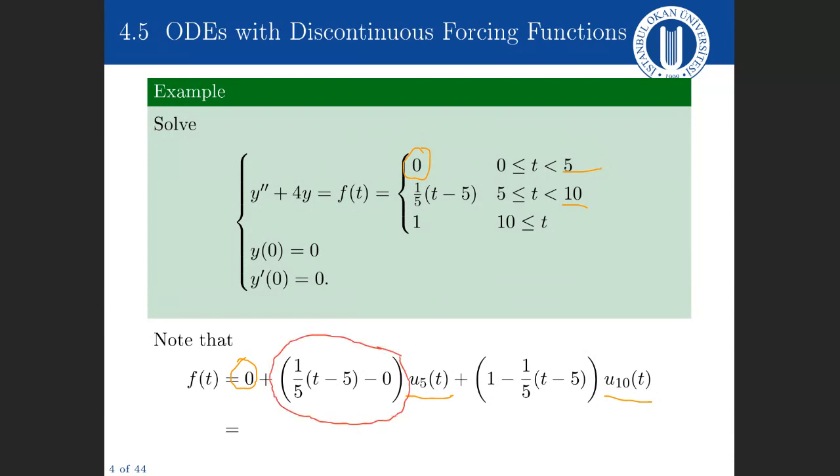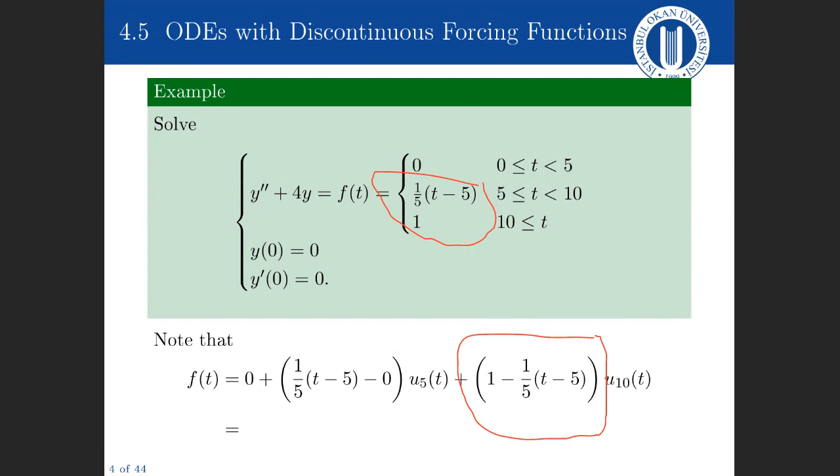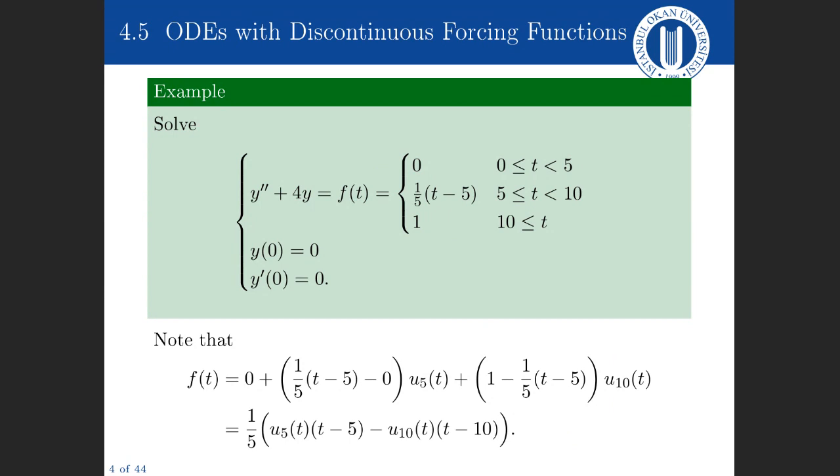We look at this first one, for example. The function on the right is (1/5)t minus 5, and the function on the left is 0. So we put (1/5)(t - 5) minus 0 here. And similarly for the final jump, it's 1 on the right of the change, and it's (1/5)(t - 5) on the left. So we put 1 minus (1/5)(t - 5) just here. And we can simplify this to 1/5 multiplied by [u5 multiplied by (t - 5) minus u10 multiplied by (t - 10)].